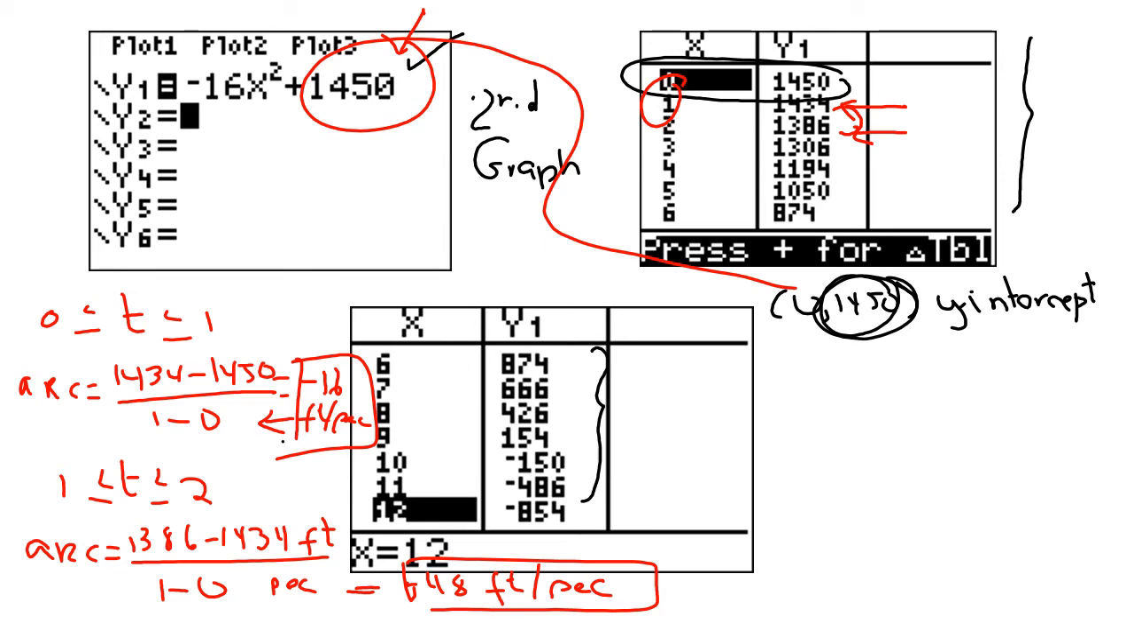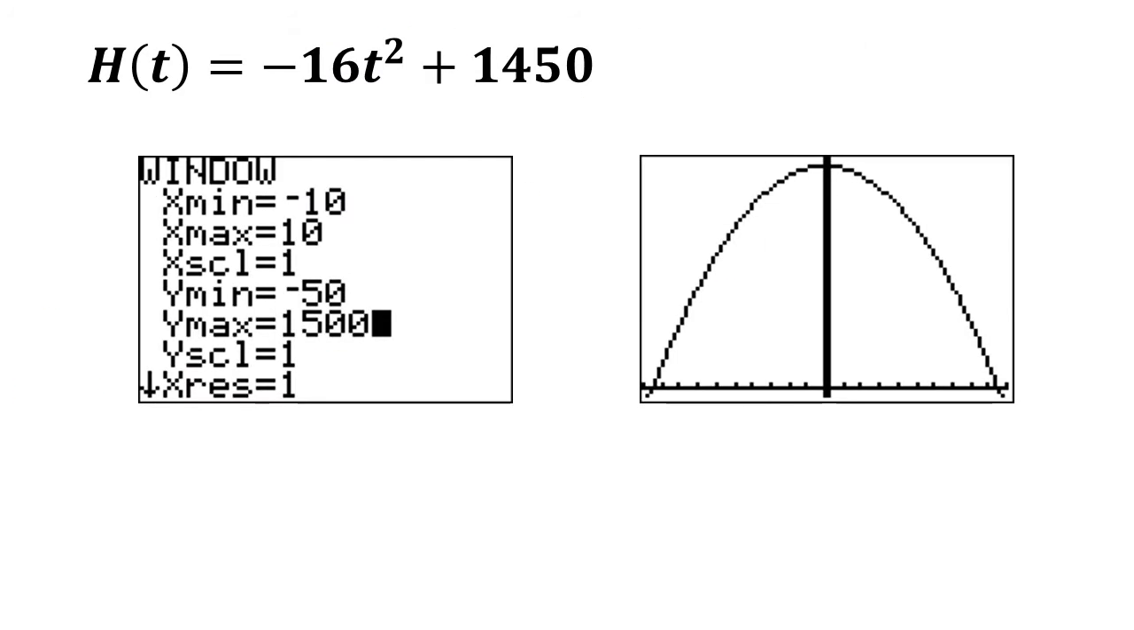Okay, so why don't we graph this function now? And what we need to do to graph this function is select a window. So let's go with a minimum of x of negative 10, a maximum of 10, and a scale of 1, a minimum of negative 50 in the y, and a maximum of 1500 in the y with a scale of 1. If we go and do graph, we will obtain this graph right here.